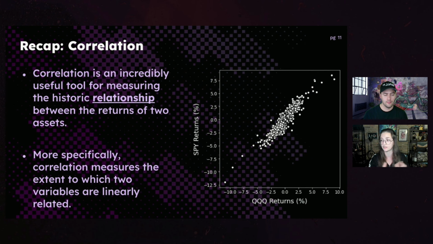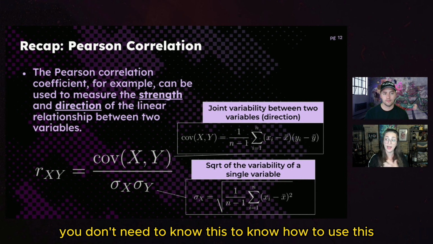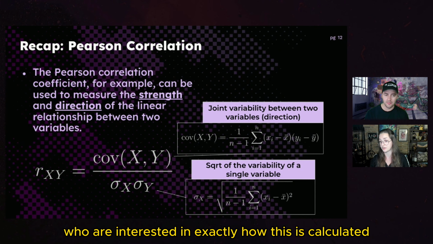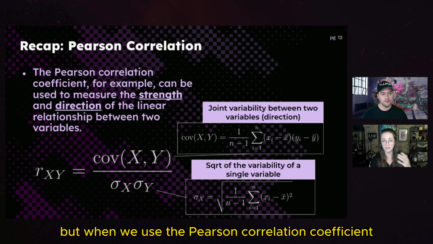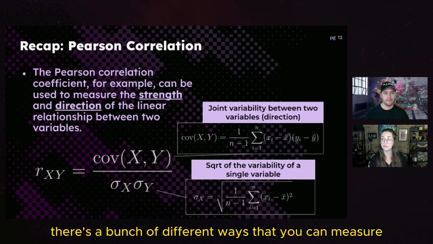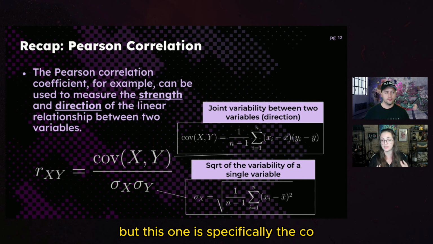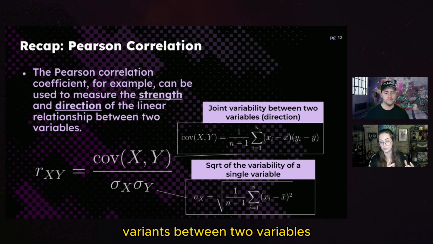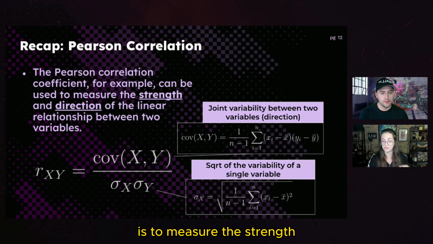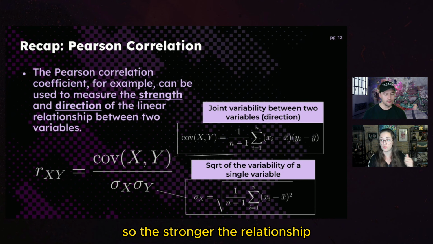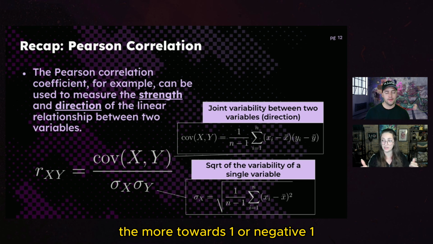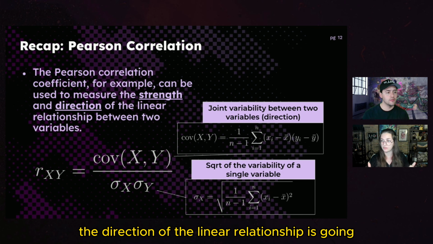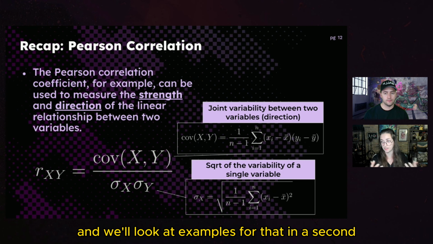So the Pearson correlation coefficient, the way that it's calculated, you don't need to know this to know how to use this, but I decided to throw it in here for people who are interested in exactly how this is calculated. There's a bunch of different ways that you can measure correlation. This is one of them. But this one is specifically the covariance between two variables divided by the standard deviation for each. What this is really used for is to measure the strength and the direction of that linear relationship that we talked about before. The stronger the relationship, the more towards 1 or -1 that value is going to be. And the direction of the linear relationship is going to be dependent on the sign, and we'll look at examples for that in a second.